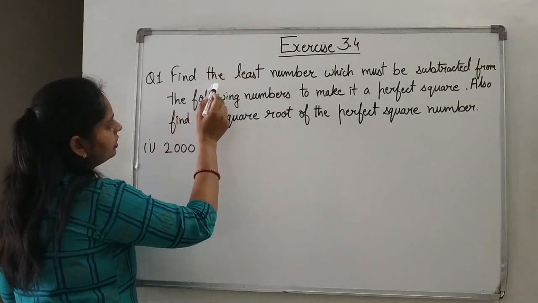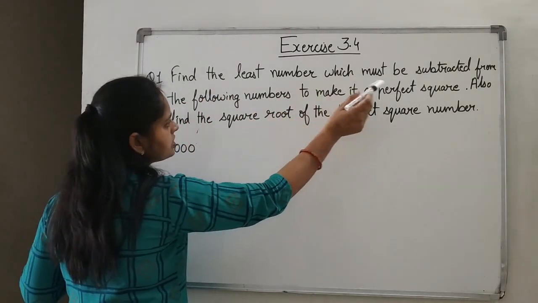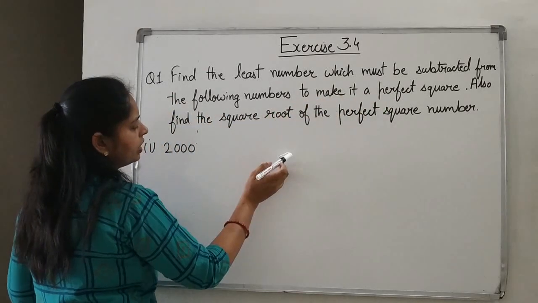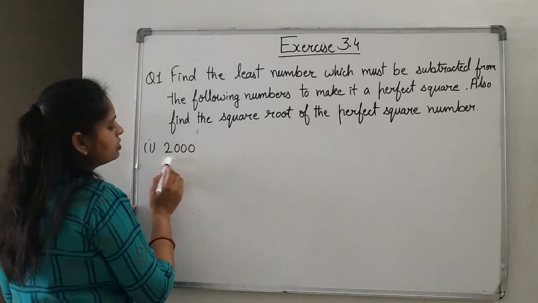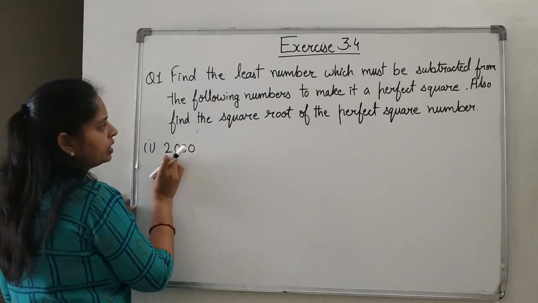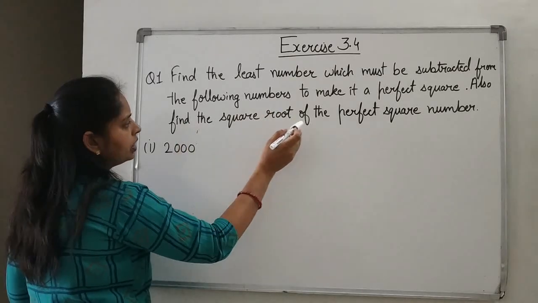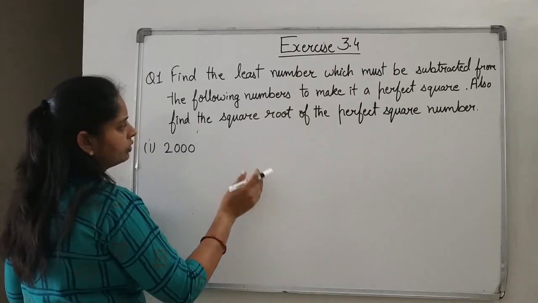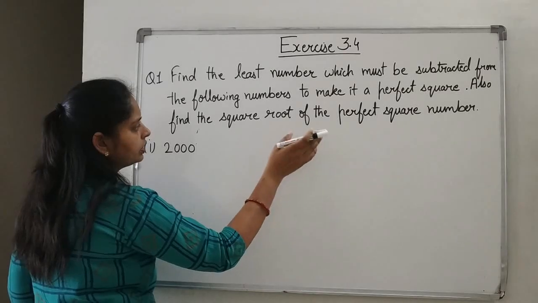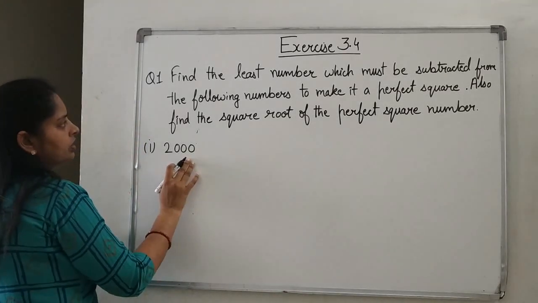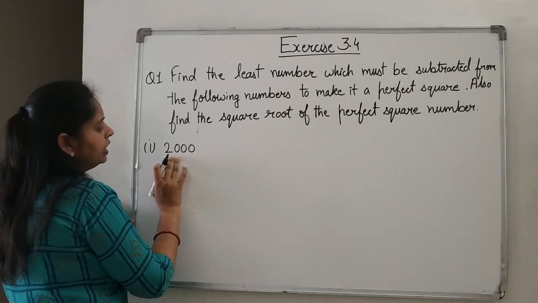First, find the least number which must be subtracted from the following numbers to make it a perfect square. Okay, so we need to subtract the smallest number from this to make it a perfect square. Also find the square root of the perfect square number. Whatever perfect square number we are getting, for that we have to find the square root also. Okay, so for this type of question, what we have to do? We need to subtract something.